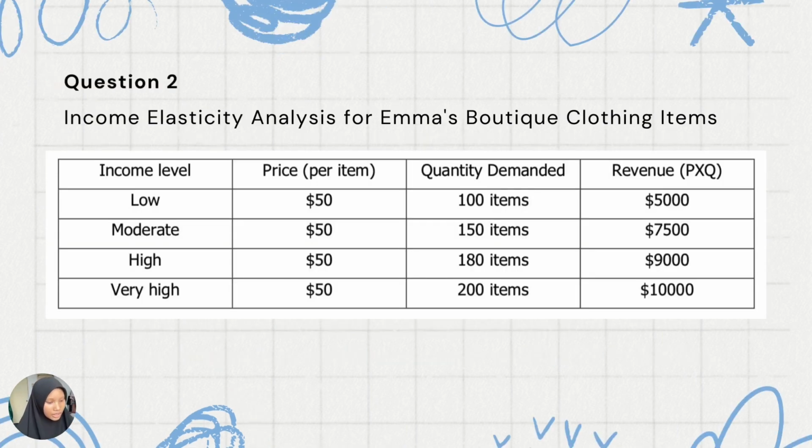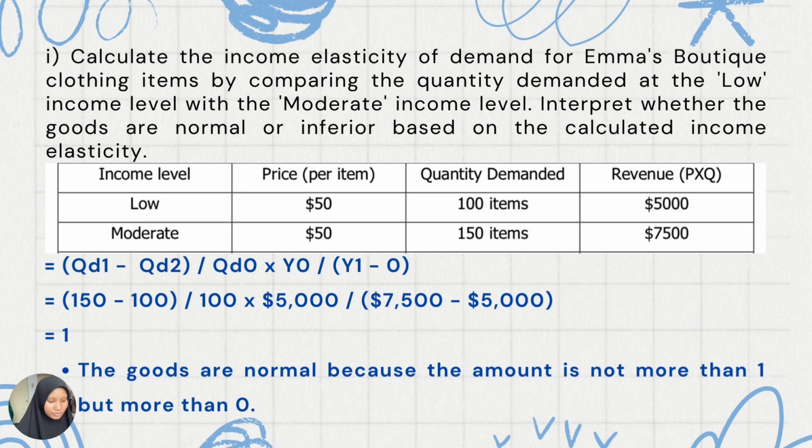So next is question 2. This is income elasticity analysis for Emma's boutique clothing items. For question 1, Norman, calculate the income elasticity of demand for Emma's boutique clothing items by comparing the quantity demanded at the low income level with the moderate income level. Interpret whether the goods are normal or inferior based on the calculated income elasticity.